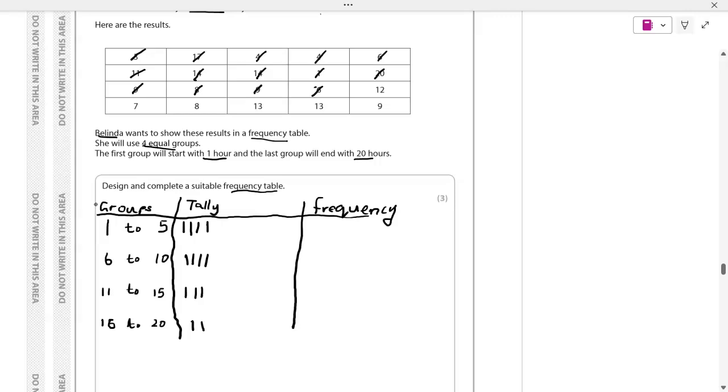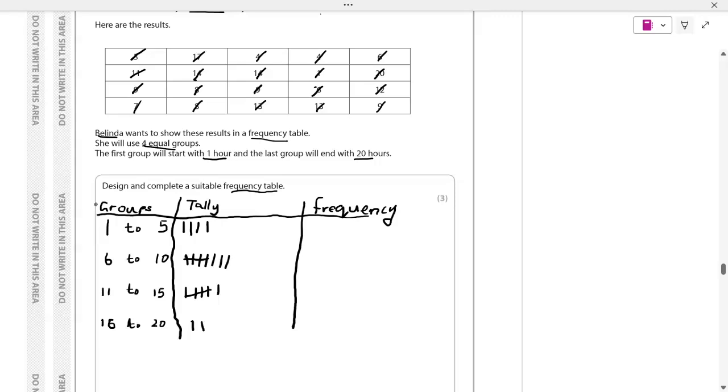6. Now the 5th one, you cross it. And 12 comes here, 7 comes here, 8 comes here, 13 comes here, we cross, another 13 comes here, and finally 9 comes here.